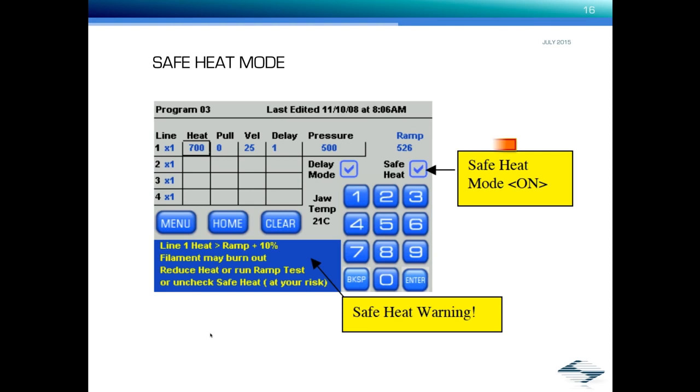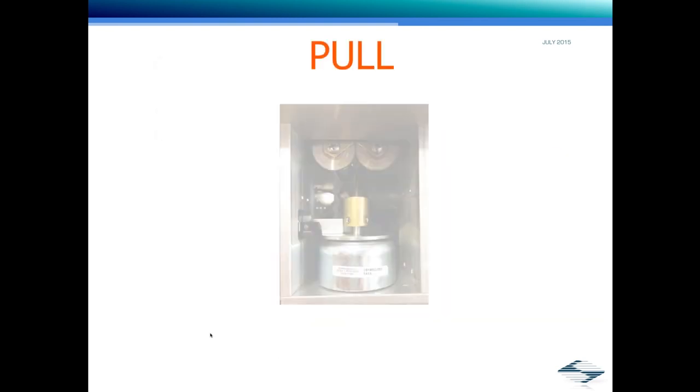Here's an example of a value that's too high. It's 10% over the ramp test value, and you'll get a warning that tells you, hey, don't do this, you might burn out your filament. And so that's a nice safety feature.